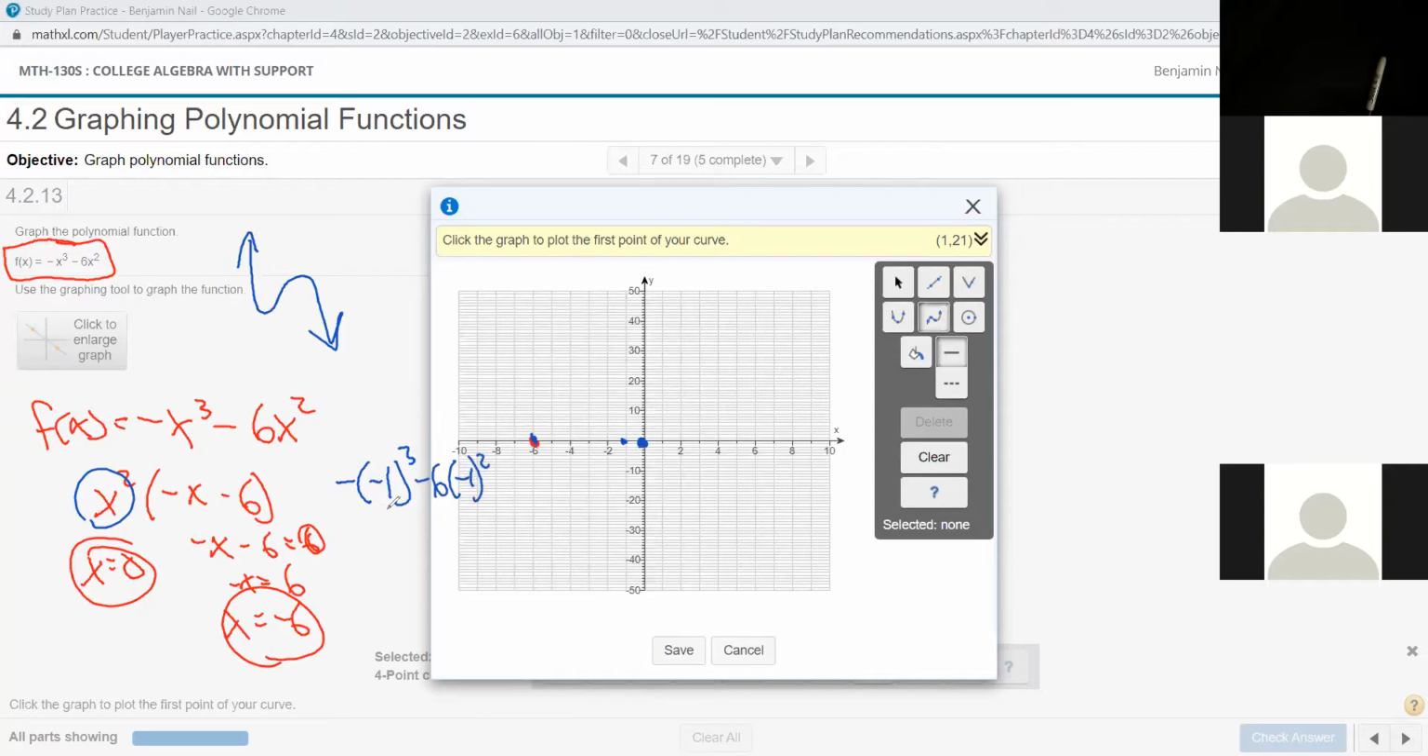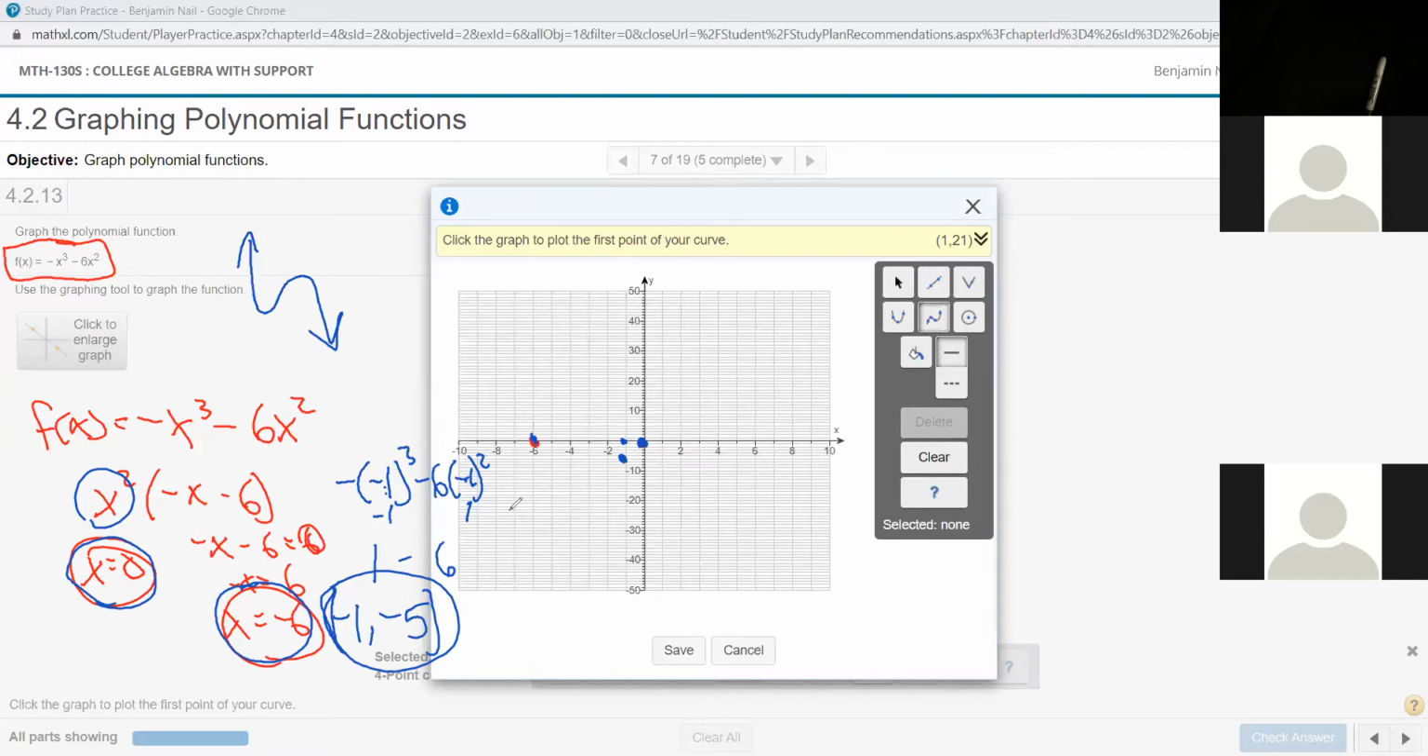okay, -1 to the third power is -1. The negative of -1 is going to be +1. -1 squared is 1. -6 times 1 is -6. 1 minus 6 is -5. So that gives me the coordinate -1, -5, meaning if I plug in an x of -1, my y value is going to be -5. So I need to plot that point. So my zeros, and then my coordinate -1, -5.